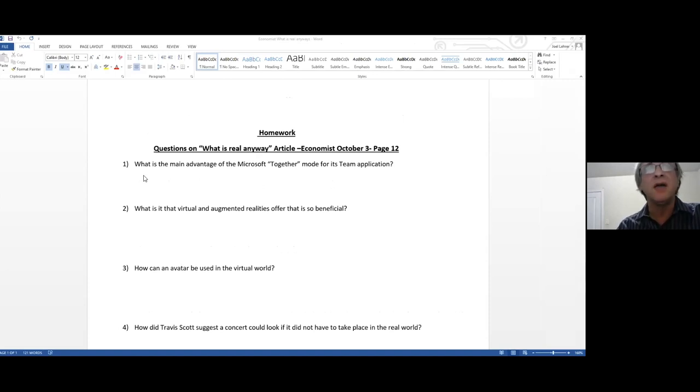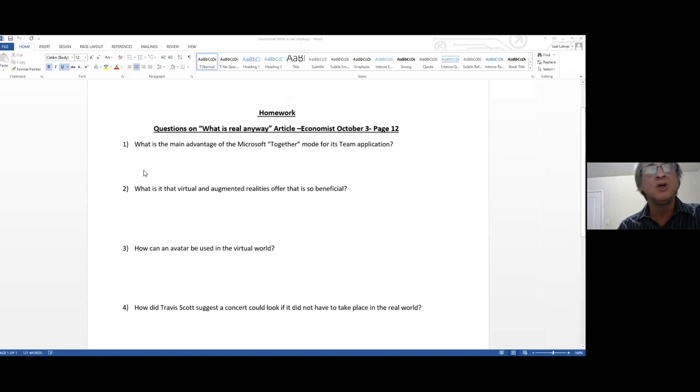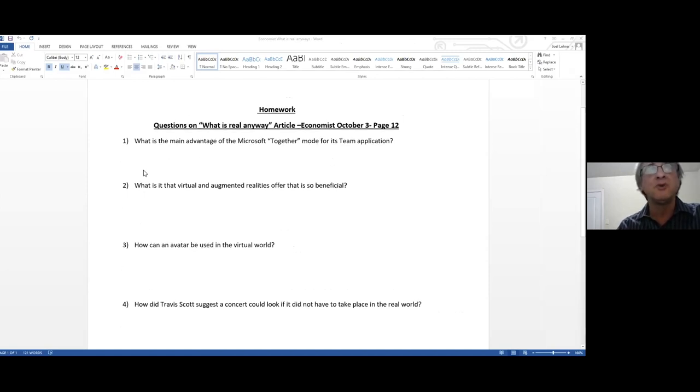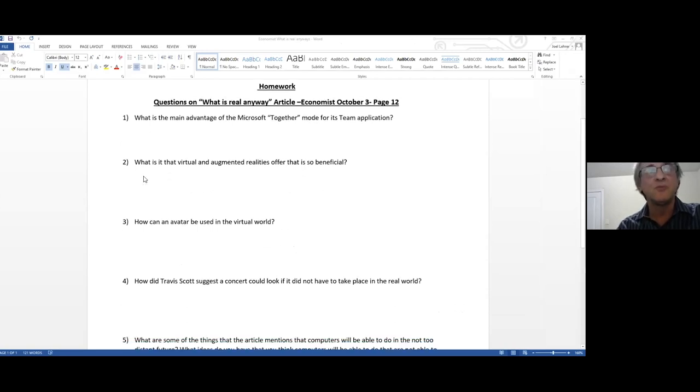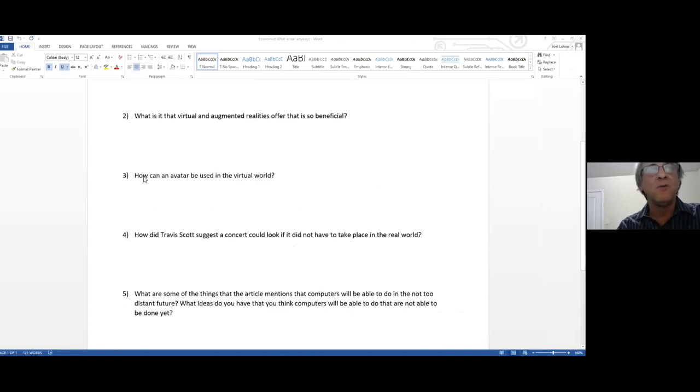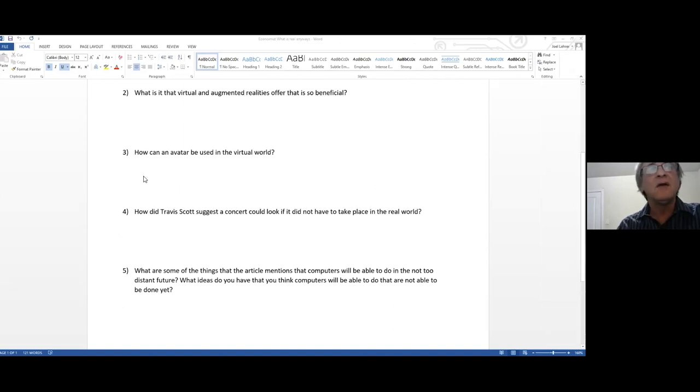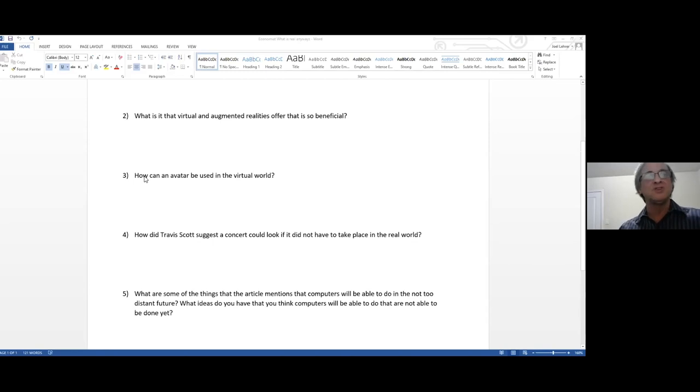1, what is the main advantage of the Microsoft Together mode for its team application? 2, what is it that virtual and augmented realities offer that is so beneficial? 3, how can an avatar be used in the virtual world? 4, how did Travis Scott suggest a concert could look if it did not have to take place in the real world? And 5, the 5th question is always an open-ended question where part of the answer is in the article and part of the answer is for your opinion.